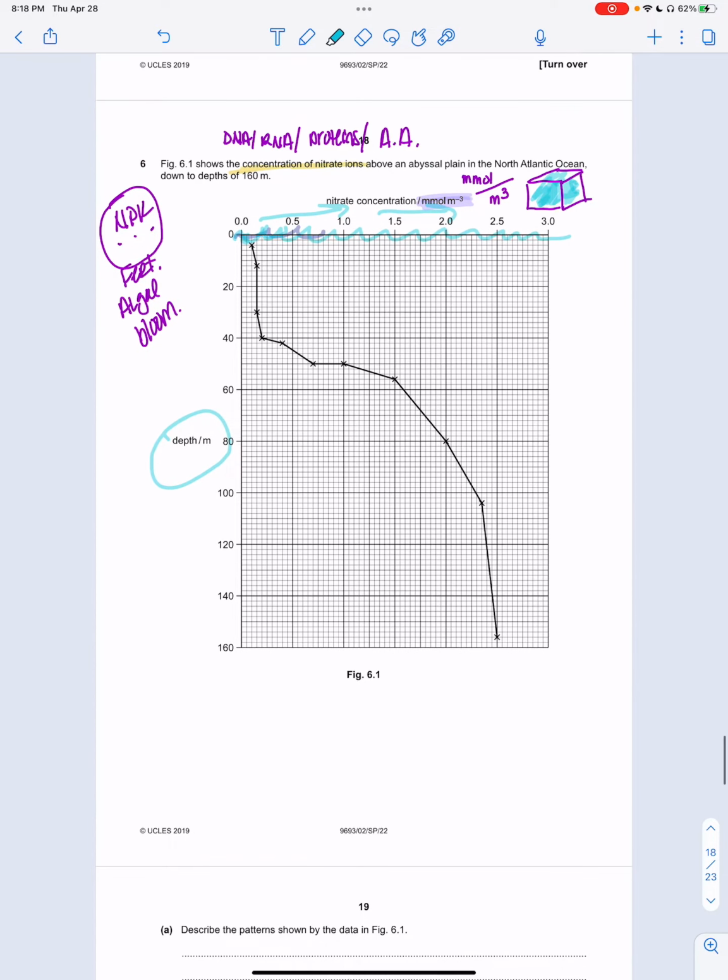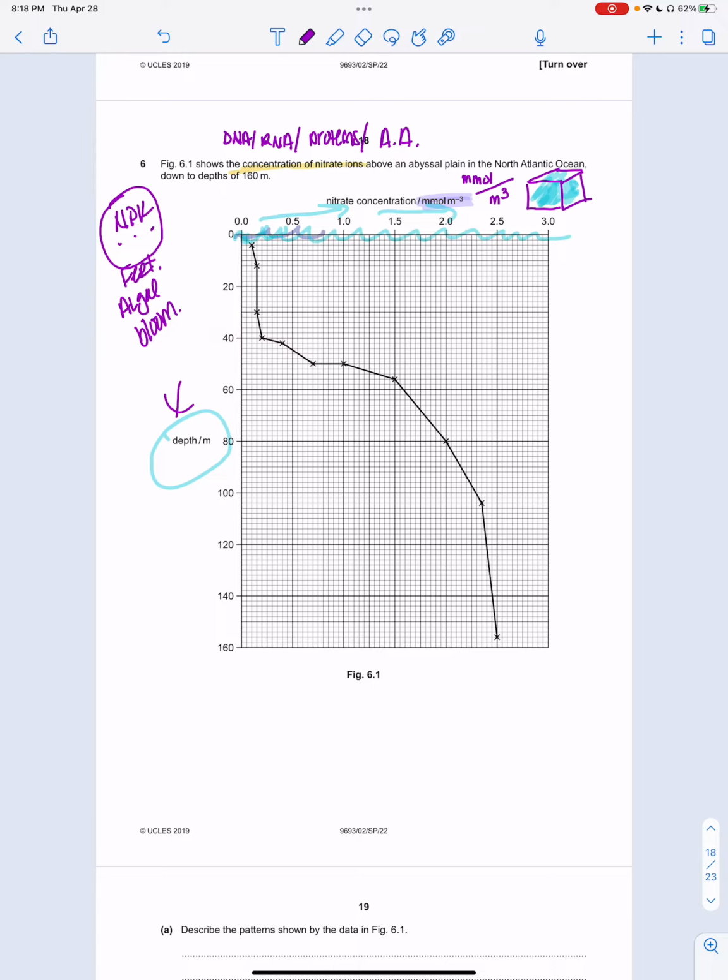Okay, we can say just in general, what is the depth doing? Depth is the thing that's changing, and what we're measuring then is the nitrate ions. The depth is what's causing the nitrate ions to increase. It's not the other way around. This is your X in this situation.